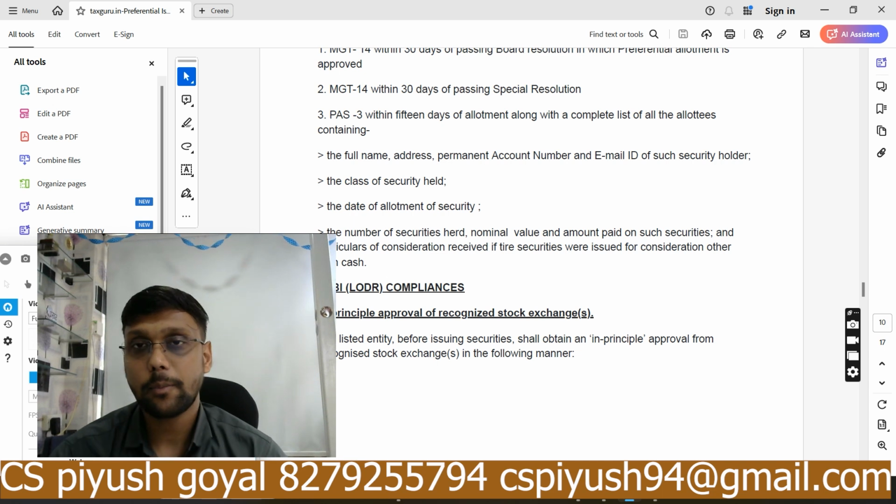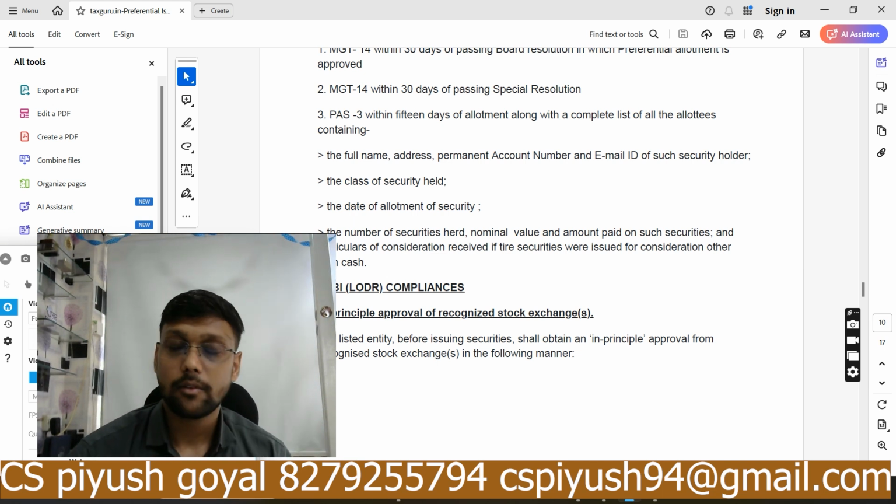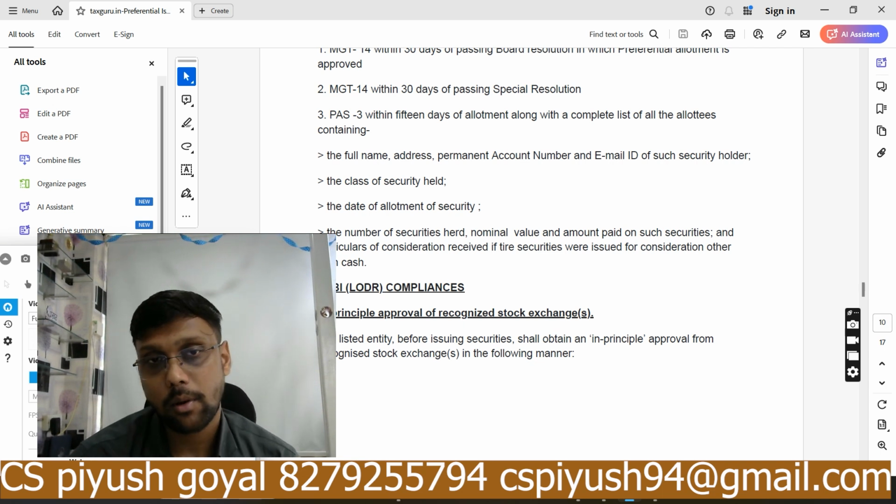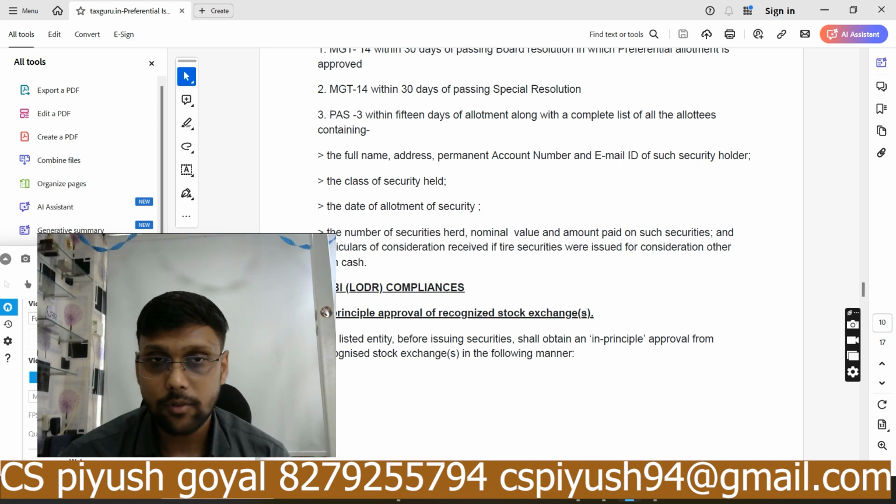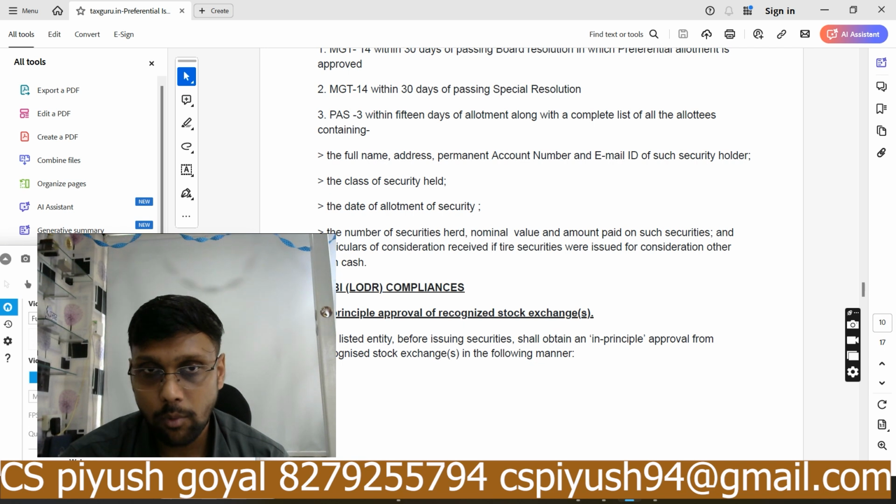After that, I will discuss the process involved in issuing the shares. First of all, you have to call a board meeting, and in the board meeting place the proposal for issuing the shares on the preferential basis. After getting the approval in the board meeting, the notice of the EGM will be approved in the board meeting, and any one director or the company secretary will be authorized to issue the said notice. After issuing the notice, the EGM will be held, and along with the notice of the EGM, an explanatory statement will be sent.